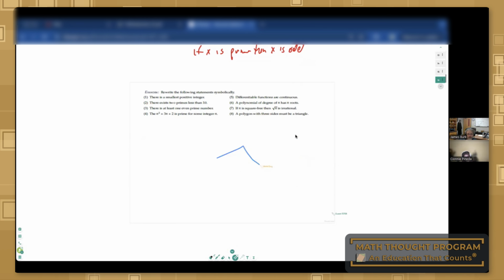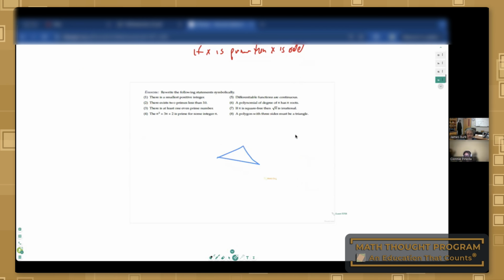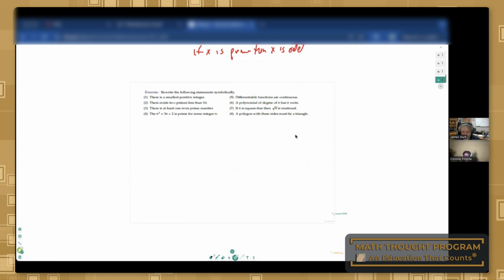Now, you can definitely do things like this. That's not a polygon. It has to be a triangle. Yeah, I agree with the statement. So really, it's a universal statement, and we're making broad generalizations. Polygons, for any polygon, three sides is a triangle.